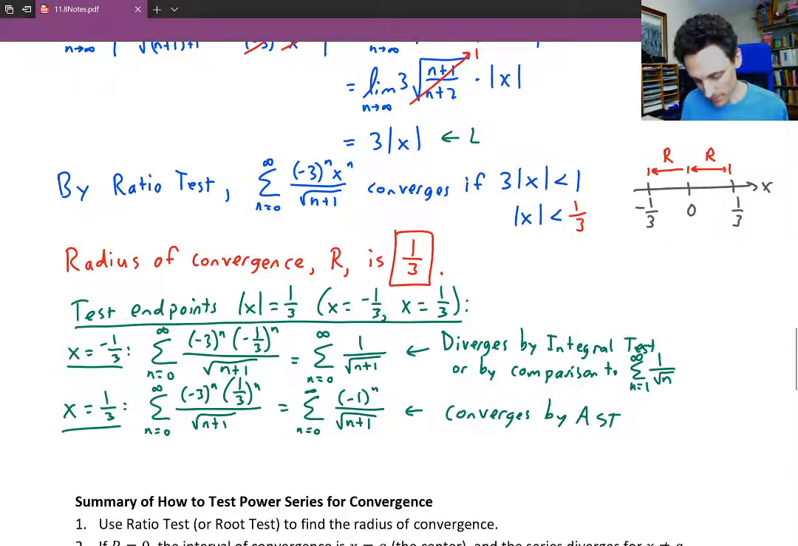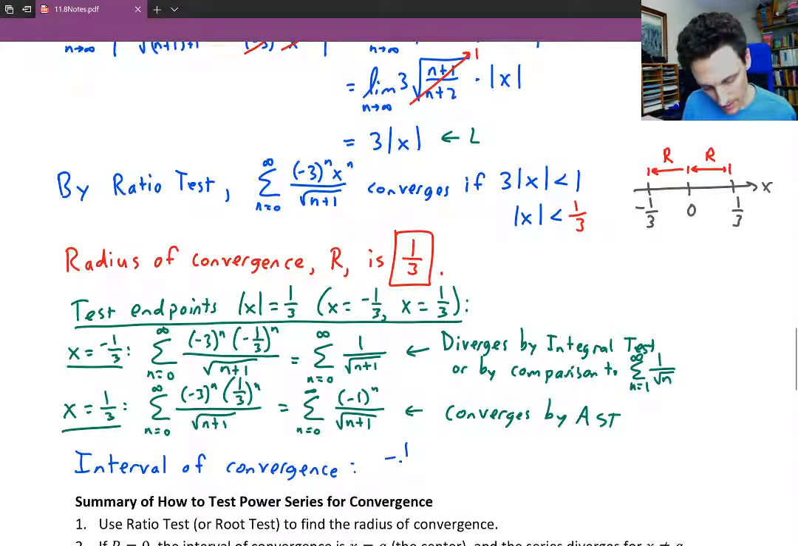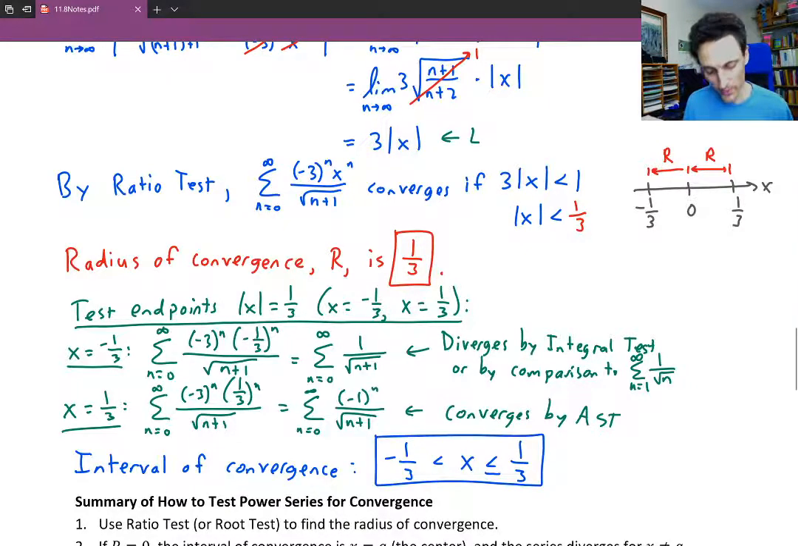So putting this together, we have our interval of convergence. It is between -1/3 and 1/3, but including 1/3 and not including -1/3. We have convergence at x equals 1/3 based on our work right here, and we do not have convergence at x equals -1/3 based on our work up above. So there's the interval of convergence.